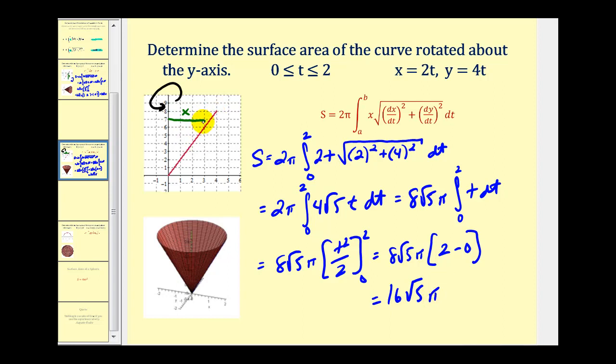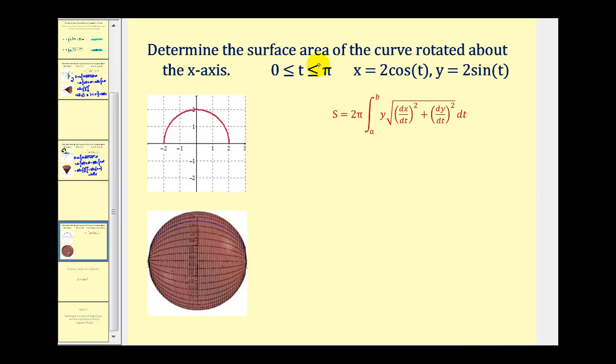So if we take this curve, rotate it about the y-axis to create this surface, the surface area will be 16 square root 5 pi square units. Let's take a look at one more example. Here we want to determine the surface area of the curve defined by these parametric equations on the interval from 0 to pi about the x-axis.